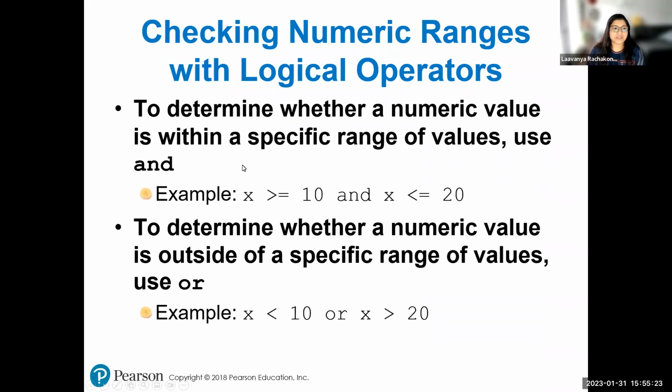We can check numerical ranges by using the logical operators as well. So, is x greater than 10 and is x less than 20? Only if both these conditions are met will the statements underneath this condition be executed. Same thing for OR. Is x less than 10 or is x greater than 20? If any of these conditions is met, then you can execute the statements underneath this block.